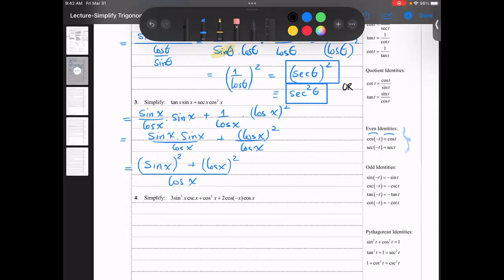If you have 3/2 plus 5/2, what do you do? You add the tops, right? That's 1, which is equal to 1 over cosine x, which is secant x.